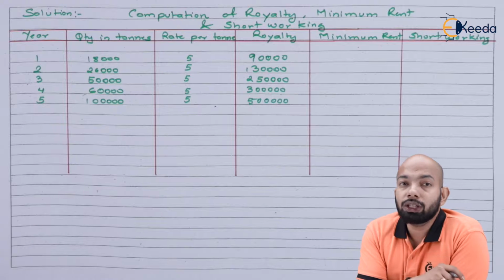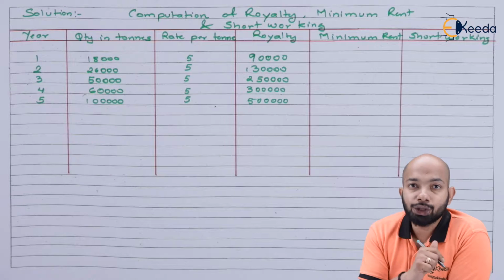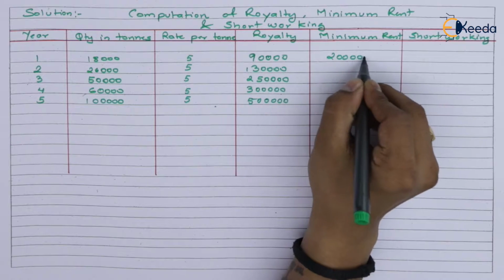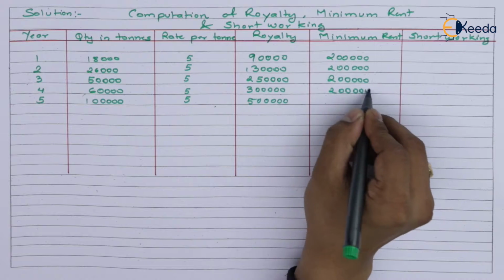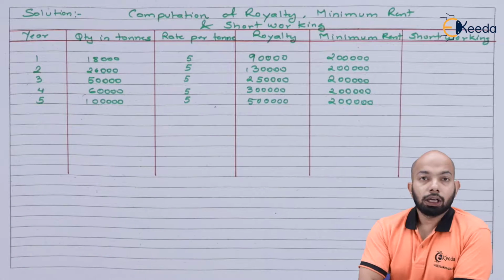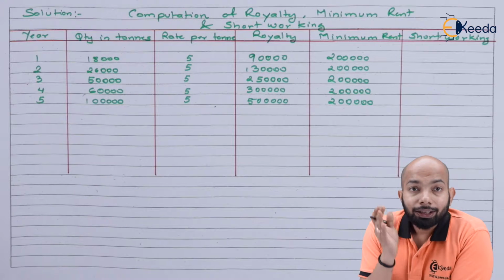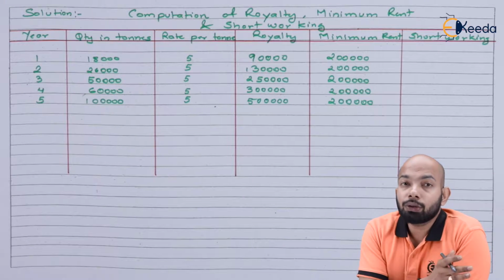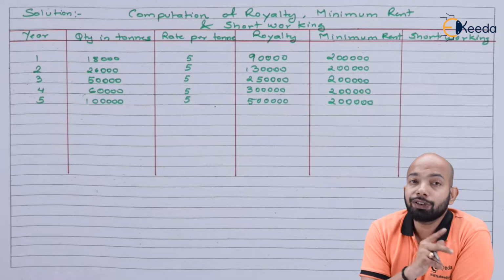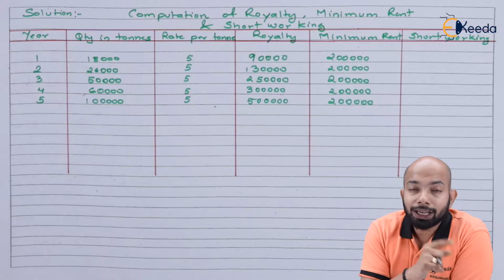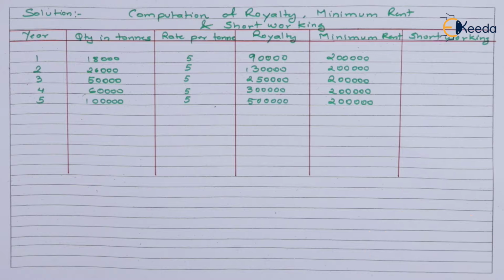The next thing we need to figure out, after royalty, is the minimum rent. Minimum rent was fixed at 2 lakh per year. So let's mention that. Now that is the minimum rent. The short working will be where the minimum rent is more as compared to the actual royalty. Among all those figures, only the first two years show minimum rent more than actual royalty. So let's figure out how much the difference is.